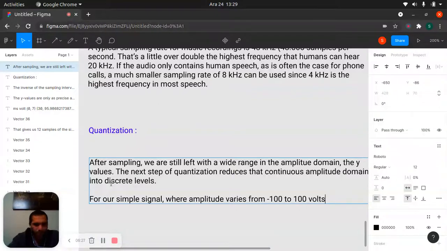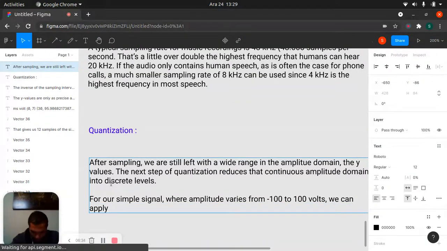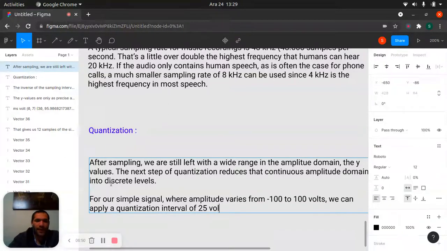Yeah, now say we can apply a quantization interval of 25 volts. Yes, this is the important point. We will tag 25 here, all the time it will go 25, 50, 75, 100, 25, 0, and all the way it will go like that. If you have minus 23, it will be 25, okay? But it's for binary, okay? Now we will go together. Just don't worry about it. You will see all of them, okay?